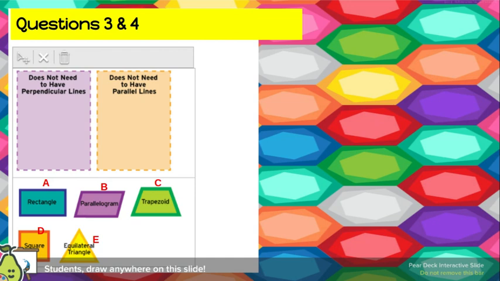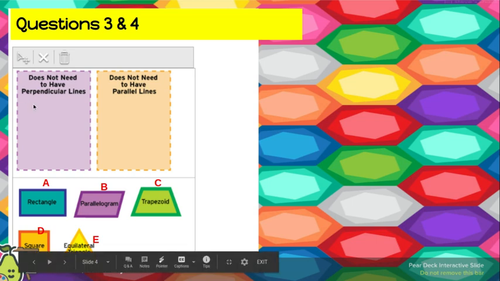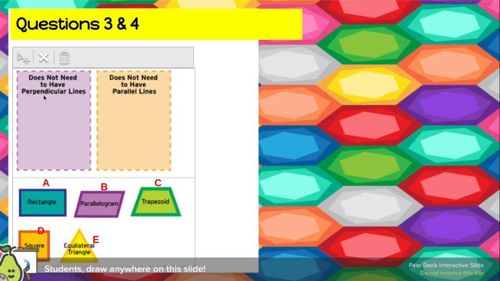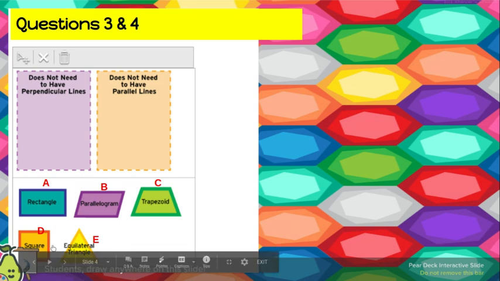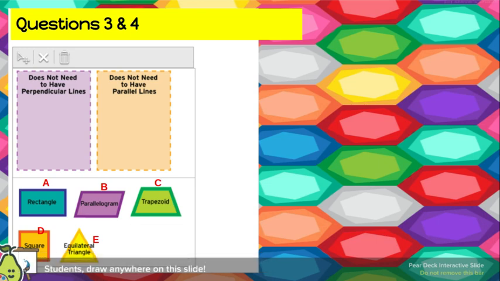Questions 3 and 4 on our review still are about geometry. This time we're talking about perpendicular and parallel lines again, but now we're talking about those lines within a shape. For question number 3, you're supposed to look here at this purple box. It says, does not need to have perpendicular lines. So you're going to tell me all the shapes from the bottom that do not need to have perpendicular lines. Which shapes do not need to have perpendicular lines?